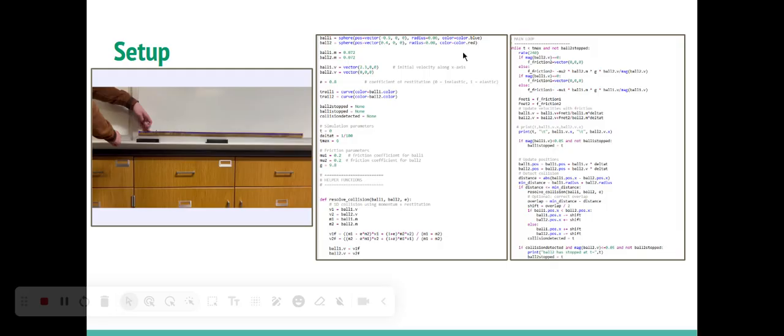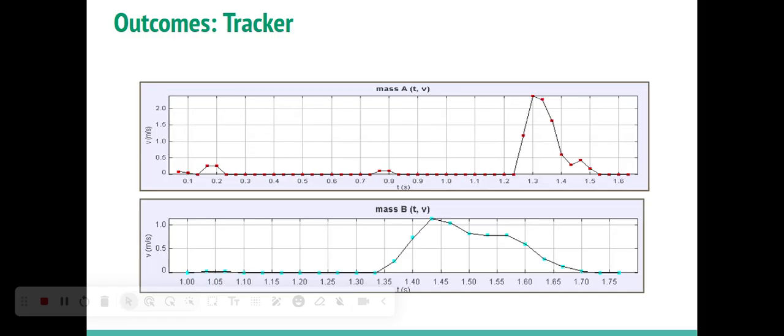To your right, you can see the code that me and one of the physics TAs helped type up for this experiment. For the outcome, here's the Tracker, mass A being the marker to the left over time, and then as soon as I begin the movement, its velocity shoots up, and then as it experiences friction, goes down until it collides with the other dry erase marker and goes to zero.